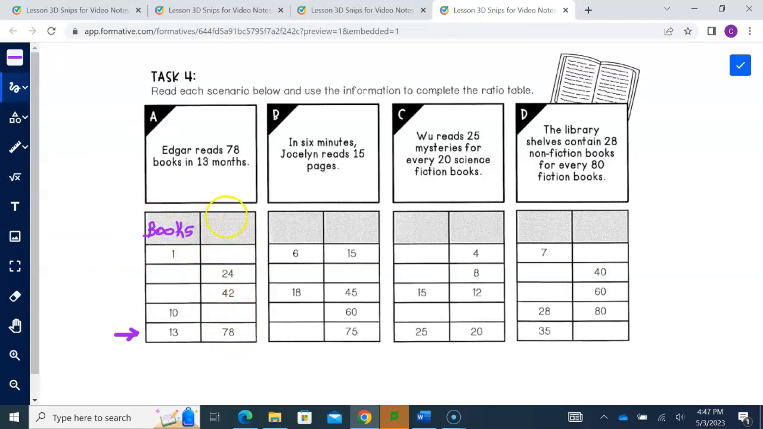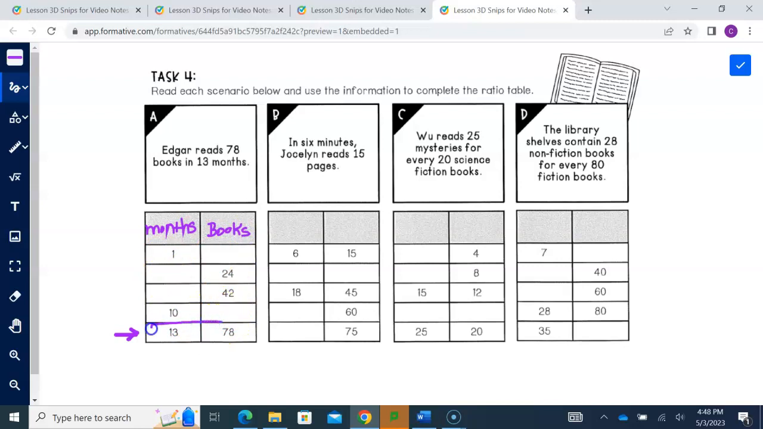Important to know what column is what. And that makes 78 the number of, oh, I said that backwards, sorry. There were 13 months that he read for, and in that 13 months time, he read 78 books. So months is in this column, and books goes in this column. That's how they organize the data. Okay, so now we got to fill in what's missing.